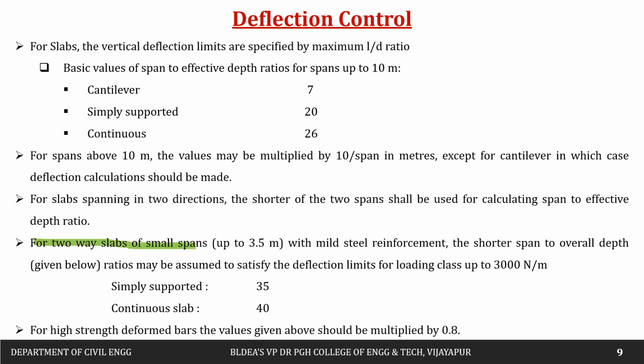For two-way slabs of small spans up to 3.5 meters with mild steel reinforcement, the shorter span to overall depth ratio may be used to satisfy the deflection limits for loading class up to 3000 Newton per meter squared. So we use the shorter span to depth ratio: for simply supported it is 35 and for continuous slab it is 40. This is for mild steel, and for HYSD bars, the values given above should be multiplied by 0.8.